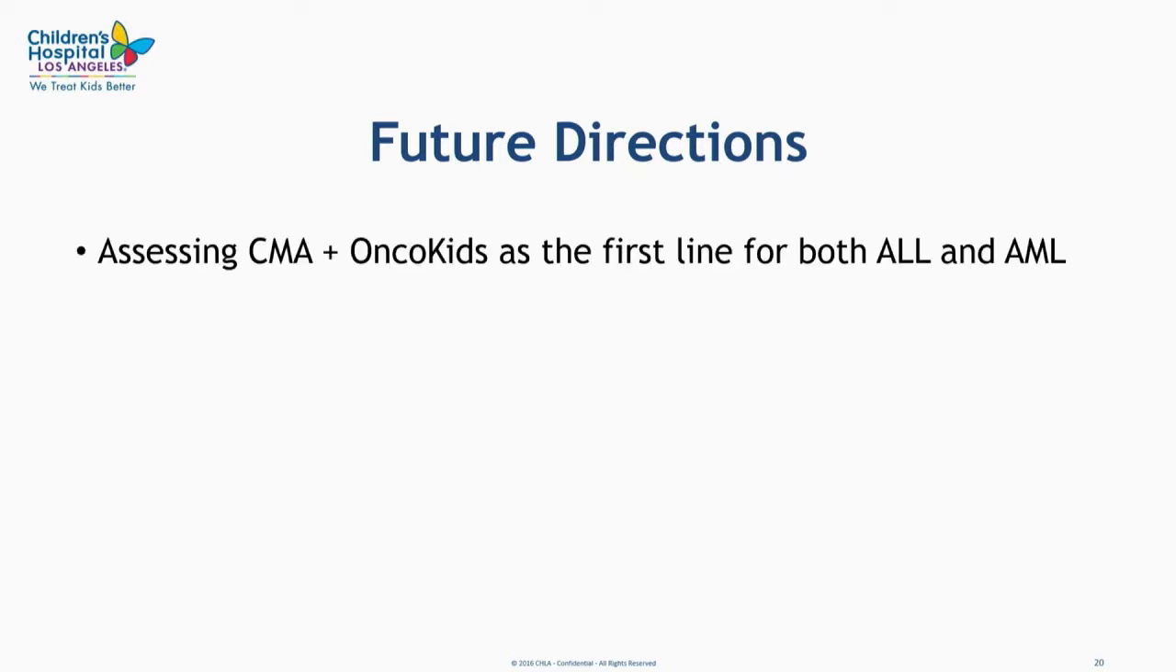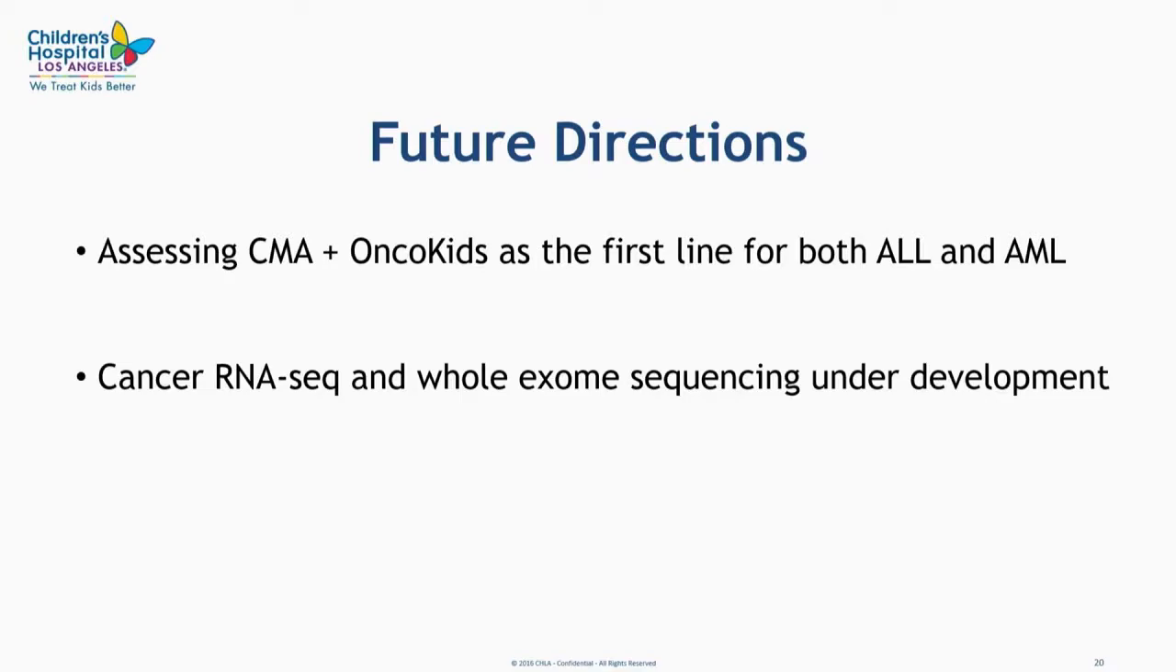So in the future, what we are looking into is the possibility to maybe move CMA and OncoKids into first-line testing, especially for AML, where we have seen much better diagnostic yield with this combination of assays than with doing conventional methods. And that especially will become the case as we are getting better with turnaround times and with costs of these novel methodologies.